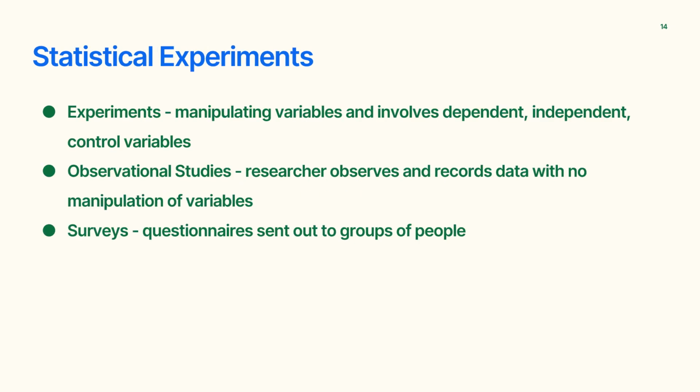Statistical experiments. There are three different types of experiments. The first one is called experiments, which is manipulating variables that involve dependent, independent, and control variables. The second method is observational studies. This is where the researcher observes and records data with no manipulation of variables. And lastly, there are surveys, which are questionnaires sent out to groups of people who want to answer.